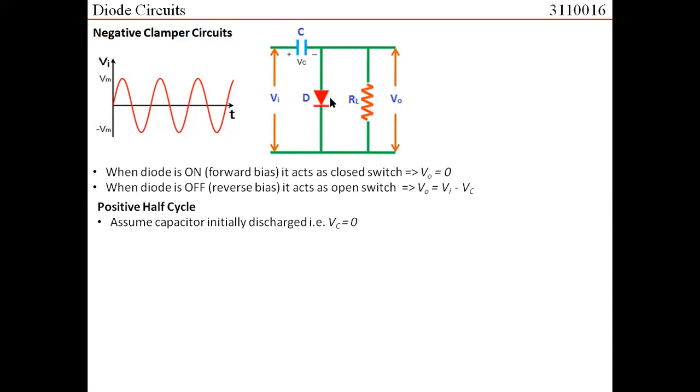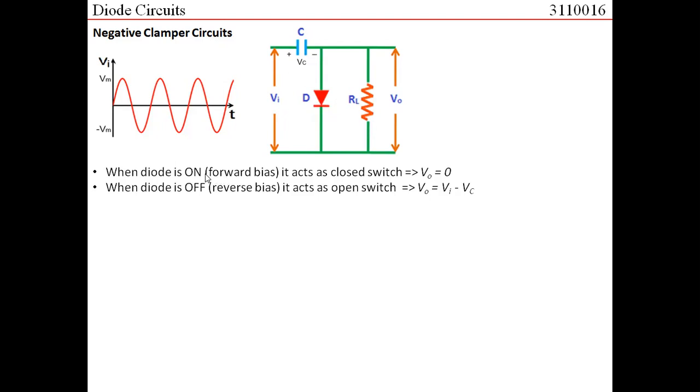Now, if this acts as an open circuit, what would be your loop? Your loop would be V in, capacitor, and RL. So, what would be the voltage across RL? The voltage across RL would be equal to V in minus VC. We have assumed the polarity of the capacitor here to be positive, here to be negative. So, this is V in minus VC, assuming that V in would be positive here and negative here. V in minus VC would be the voltage across RL.